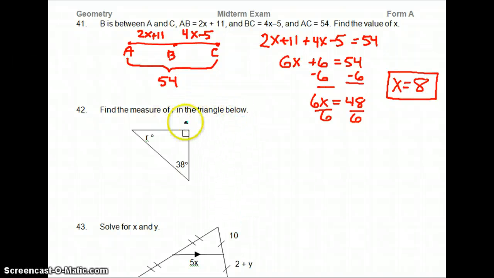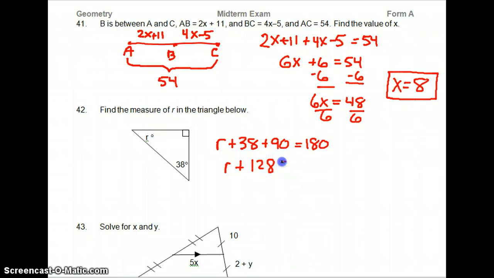42. Find the measure of R in the triangle below. We know all three angles have to add up to 180, so we've got R plus 38 plus 90 equals 180. R plus 128 equals 180. Subtract 128 from both sides. R equals 52.